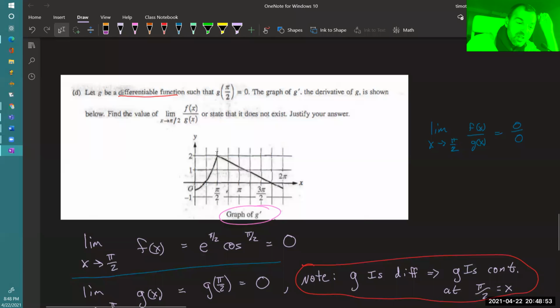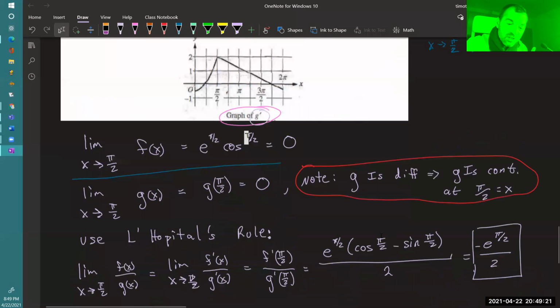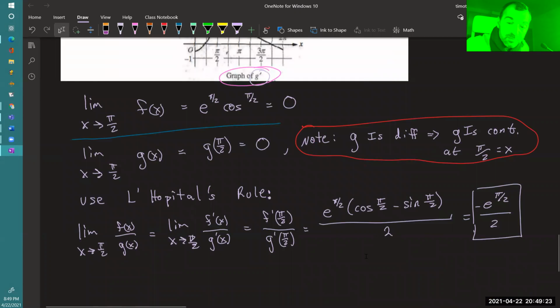You say, okay, well, that would be the value of the slope as I approach pi over 2 from the left, and the value of the slope as I approach from the right, and they are not equal. And I could therefore conclude that the slopes are different on the left and the right, and therefore it does not exist. That would be true if this was the graph of g, but this is the graph of g prime, and so they actually just give me the number there, okay?